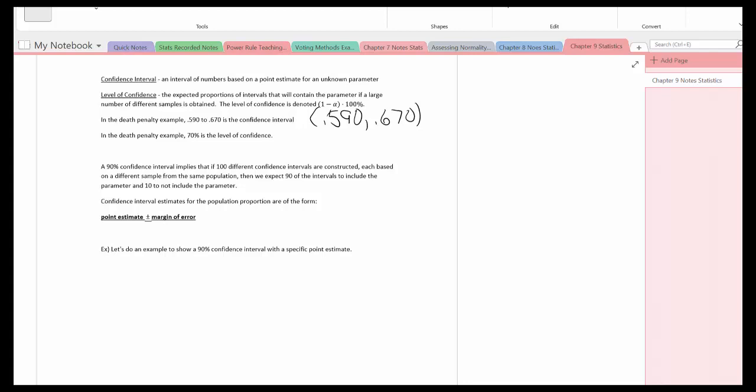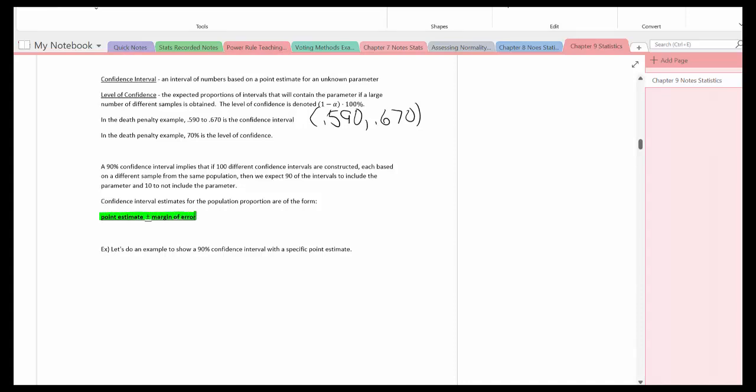So a 90% confidence interval implies that if 100 different confidence intervals are constructed, each based on a different sample from the same population, then we would expect 90 of the intervals to include the parameter and 10 to not include the parameter. So confidence interval estimates for the population proportion are of the form of the point estimate plus or minus the margin of error.